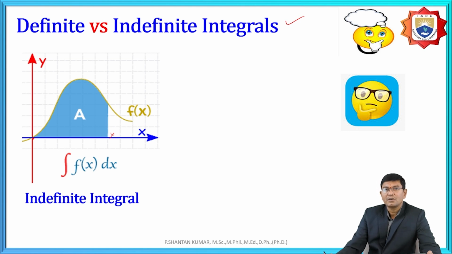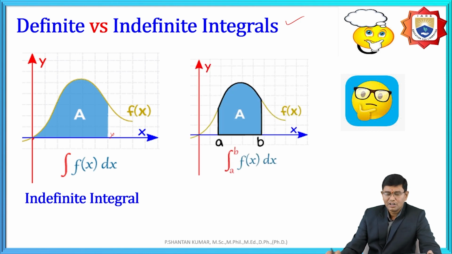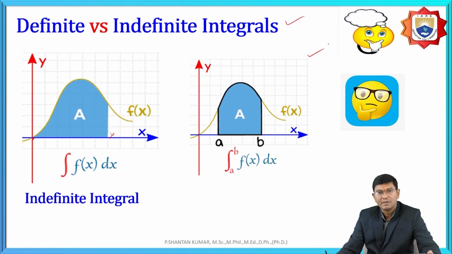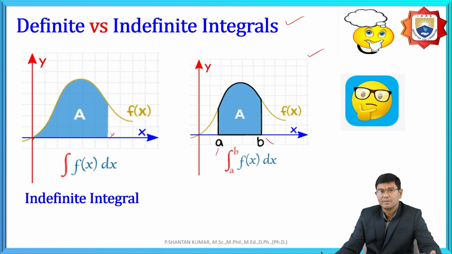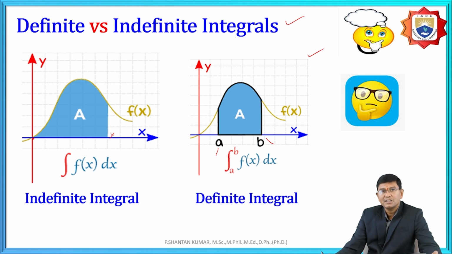That means the lower limit exists and the upper limit does not exist, or sometimes the lower limit does not exist and the upper limit exists. If any one of the limits does not exist, that is called an indefinite integral. On the other side, in this diagram, the graph of the part, both the lower limit as well as the upper limit exist. That clearly means it is the definite integral. Based upon this definite integral and indefinite integral, we will discuss the further continuation.